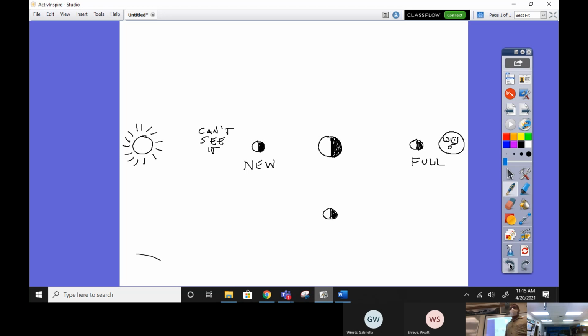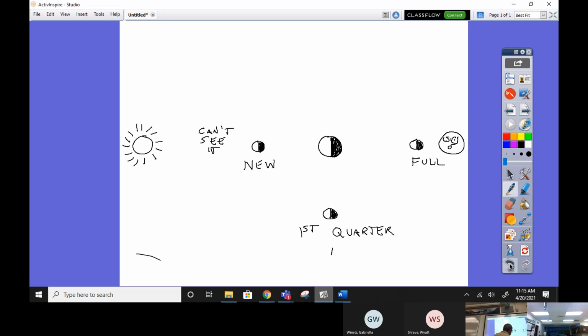Now, you would think this would be called half moon, but it's not named for the amount that you see. It's named for how far it is through the cycle. And can you see that we're 1/4 of the way from new moon to getting back to the full cycle? So this is called first quarter. It's 1/4 of the way through the cycle, but you see half of the moon lit up.